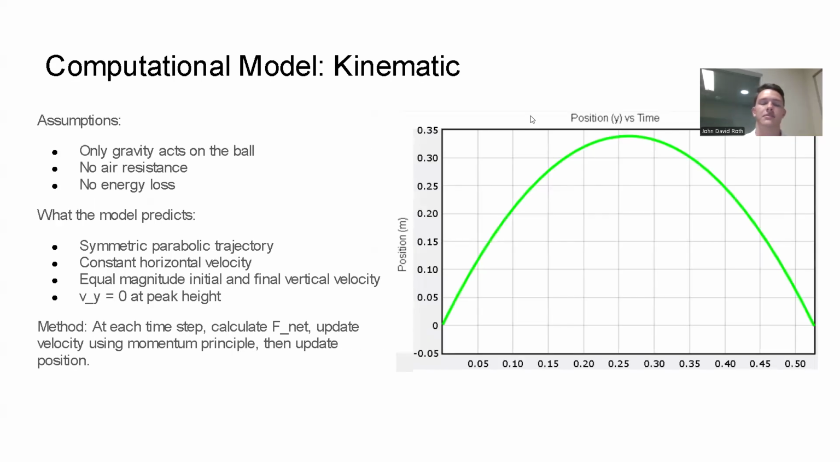This is our computational model for the kinematic approach. We can assume that only gravity acts on the ball. There's no air resistance and no energy lost. It's a symmetric parabolic trajectory. For the method, at each time step, we calculated the F net, updated the velocity, and using the momentum principle, we updated the position.